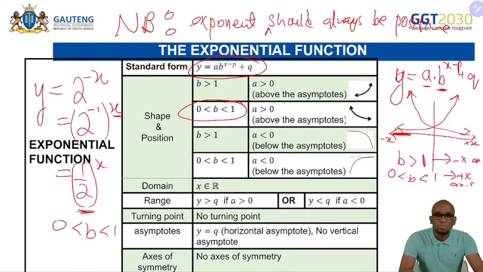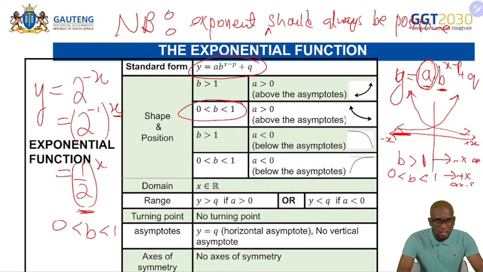Remember, b cannot be 0. It can also not be equal to 1. It should be a number greater than 1, or it should be a fraction. Right. Now, when we look at the value of a, the value of a works with the value of b as well.